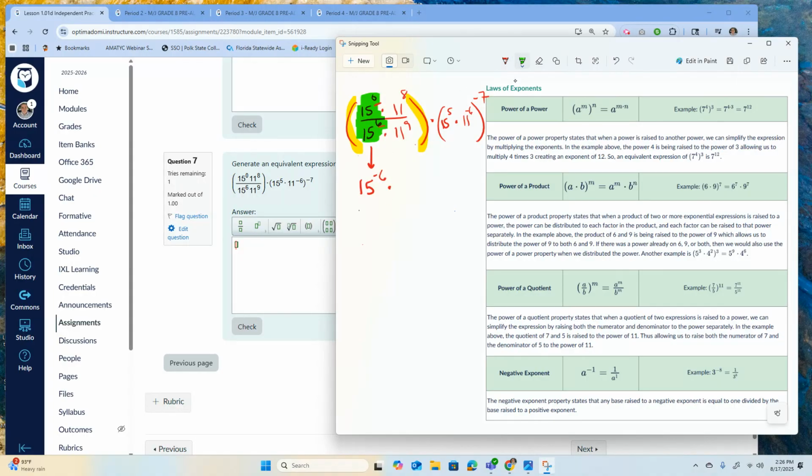Now we're going to work with the 11. So these 11s, see? And what we're going to do is, since you're also dividing powers with the same base, you're going to keep the base. I'm going to keep the 11.